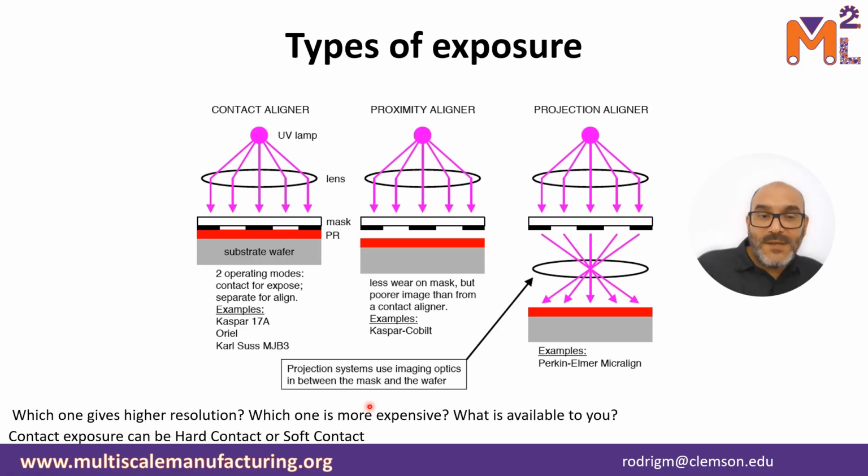Now, I was telling you that you had different types of exposure. You can have the contact aligner, proximity aligner, or projection aligner. In the case of a contact aligner, as the name implies, you have your UV lamp, you have your optics in order to improve the uniformity of the exposure, you have your mask, and then the photoresist will directly contact the mask, right? Remember I was telling you to make sure that you don't have solvent in that photoresist? Well, this is one of the practical reasons.